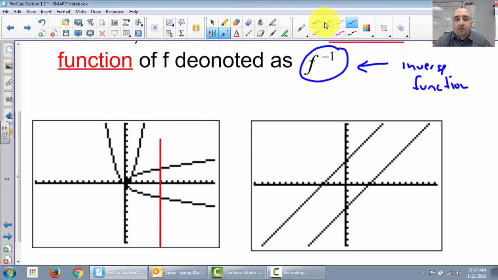Oops, I need to change my color. So this graph touches right here and right here at the same time. So this one does not have an inverse function. All right, it has an inverse, but not an inverse function.